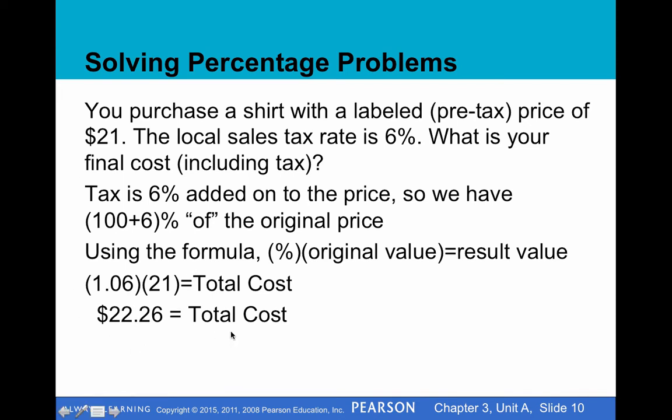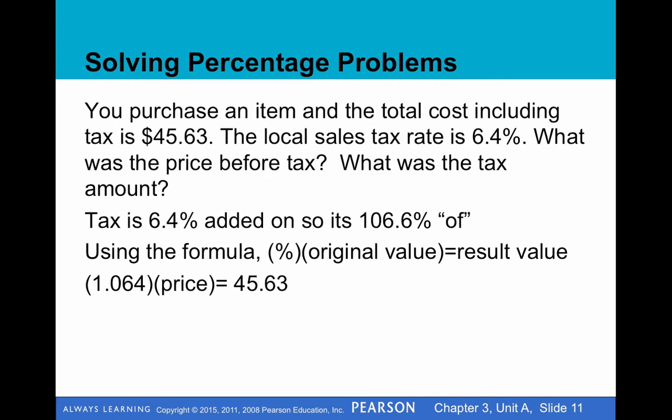Now, if you had to figure out the tax, the simple thing to do is subtract the total cost, which is 22.26, minus 21, and you get $1.26 of tax. But it didn't ask for that. Some problems will. All right, now let's look at this problem.